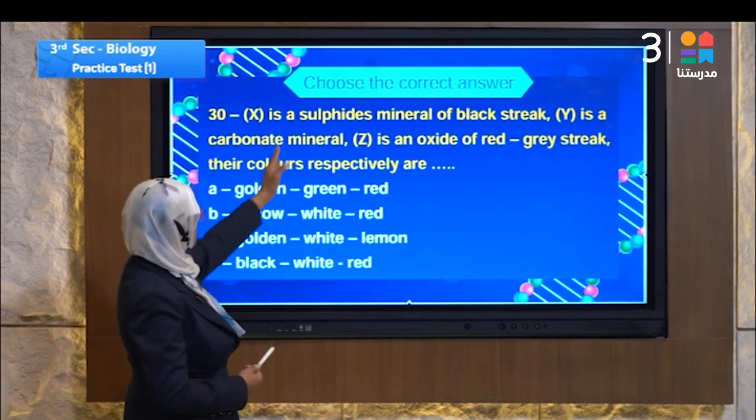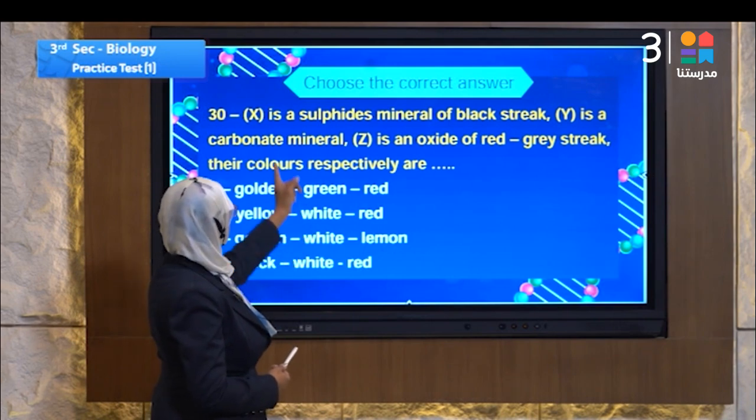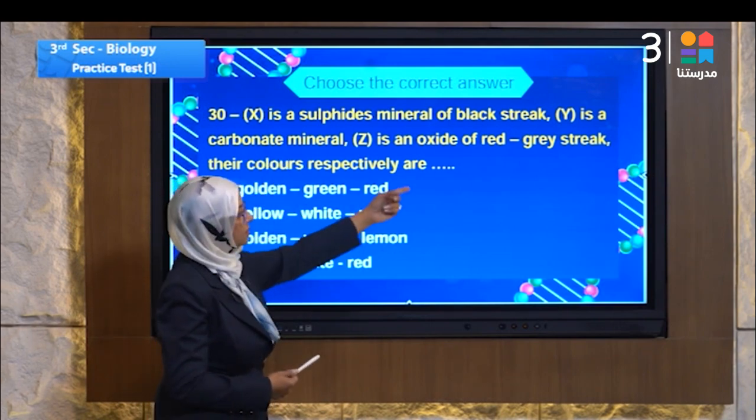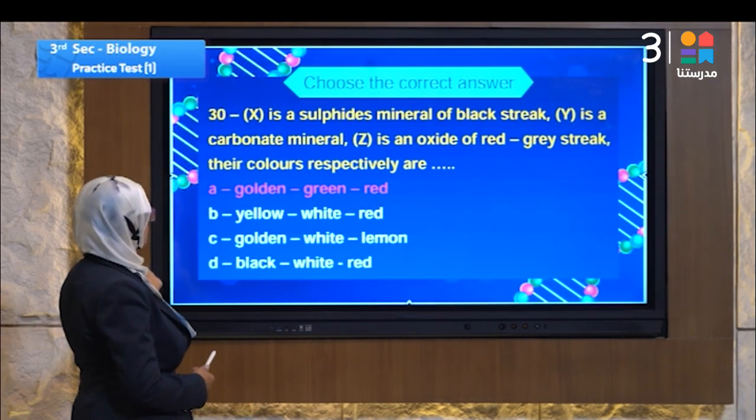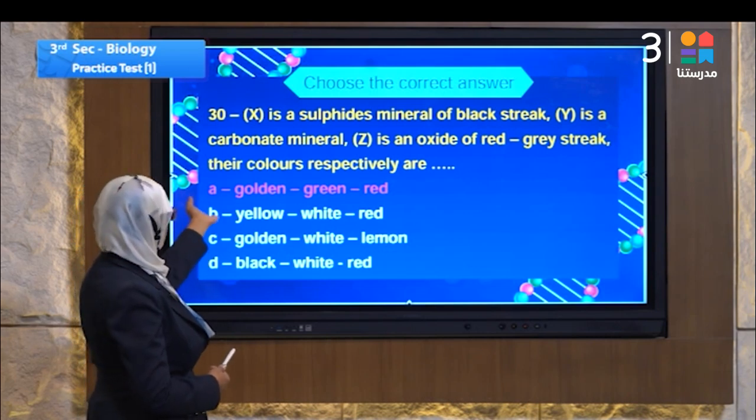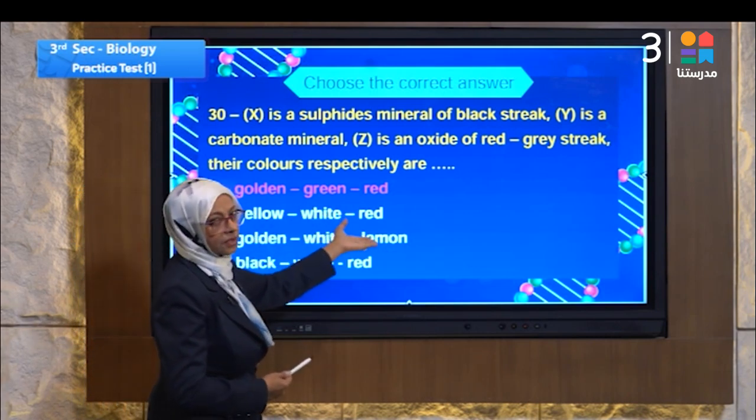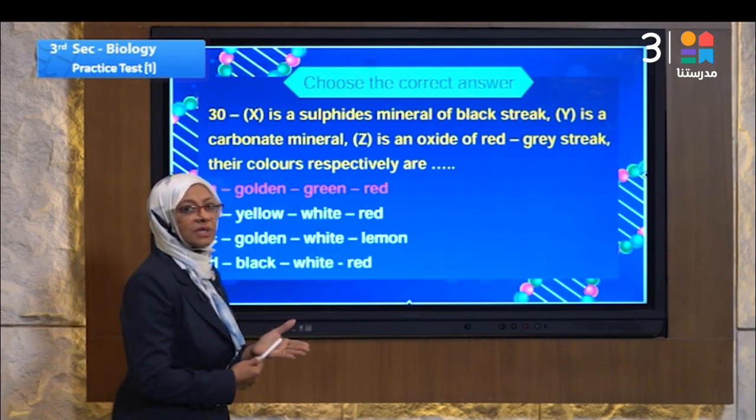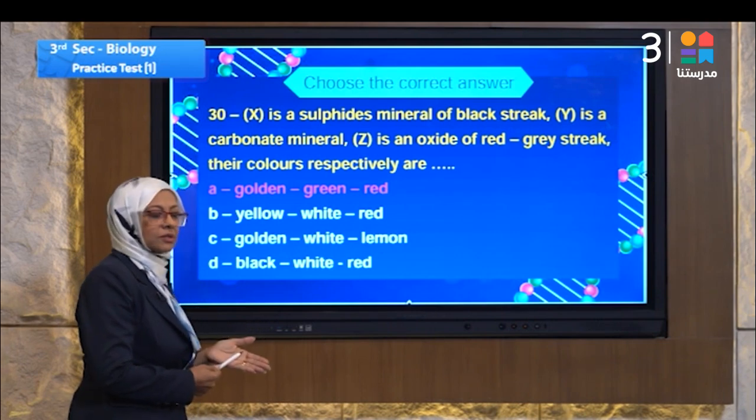Golden is a sulfide, green is a carbonate, red is oxide. It's the answer, number 1. A, golden, green, and red. Here, the comparison between them about the color.